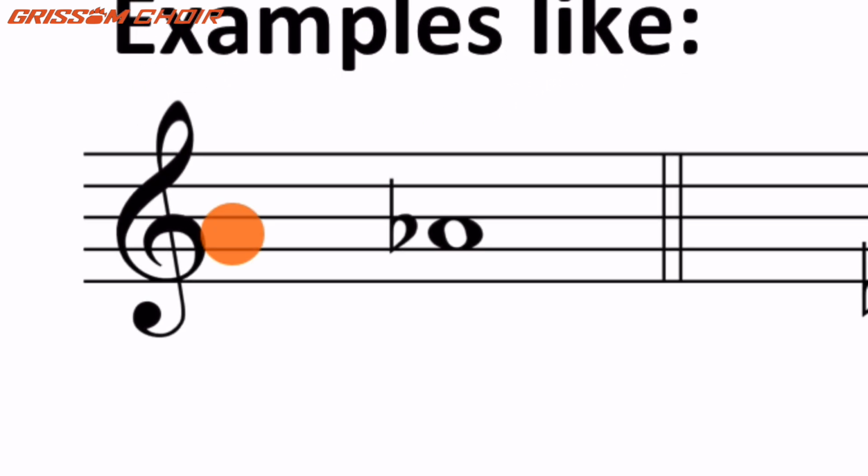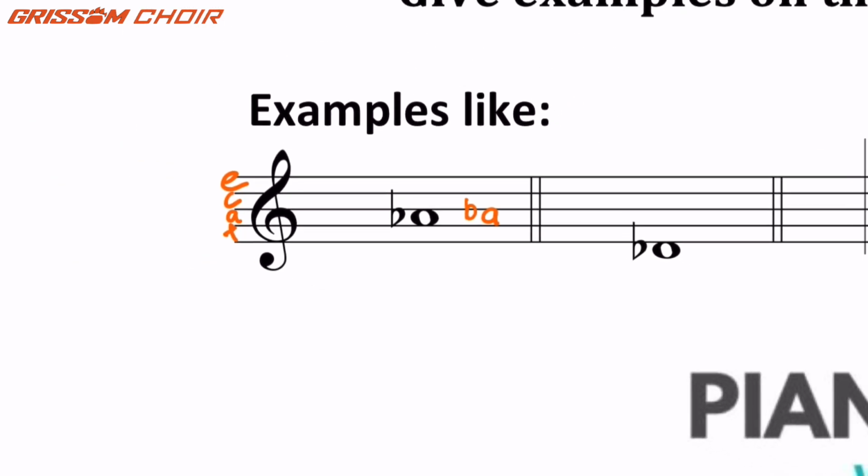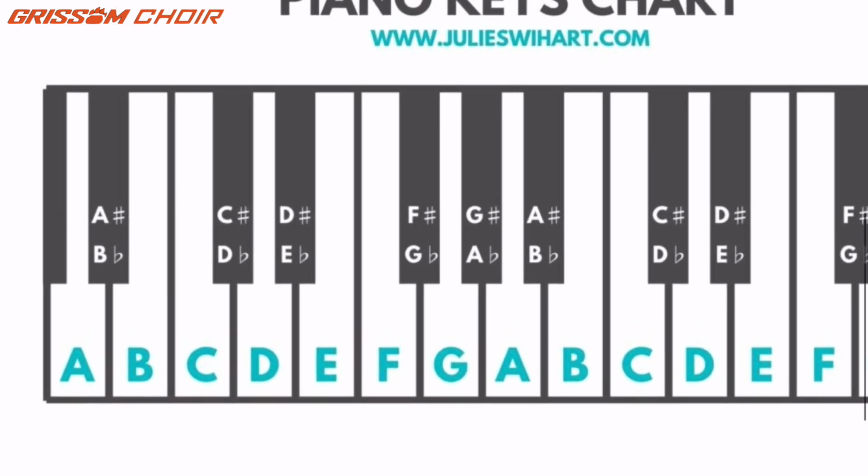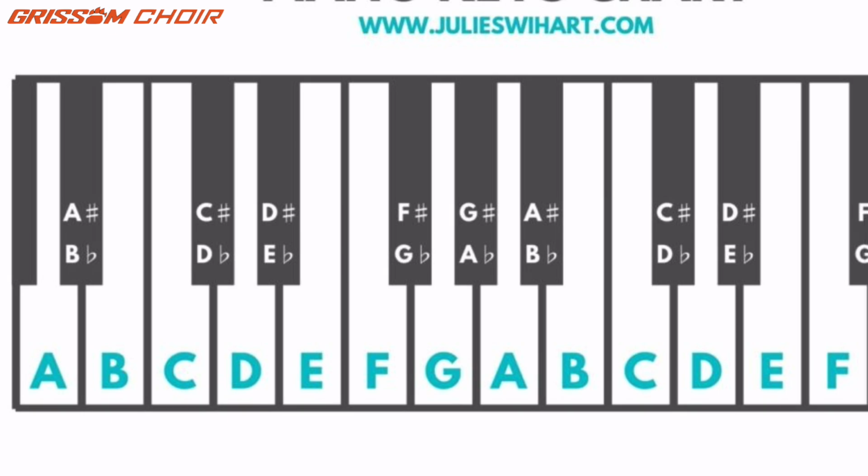Taking a look at this first example, A flat. We can determine that that is A flat because it is the second space of the treble clef, F, A, C, E. Second space of the treble clef is A, and there's a flat symbol next to it. So now what we have to do is find A flat on our piano. So here is A.